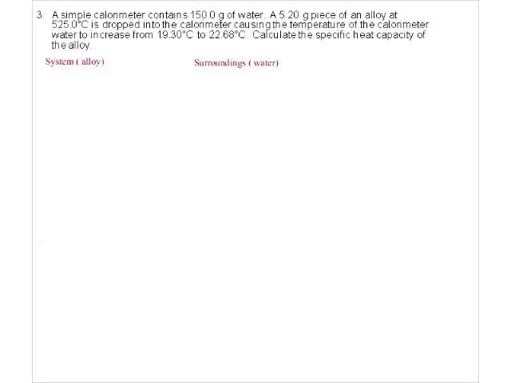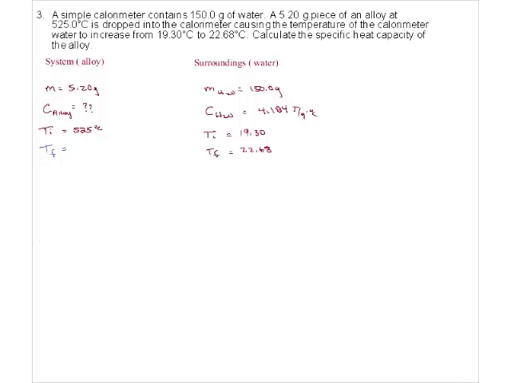All right, so the object we're studying is the alloy. We know what mass we have. We have no idea what the specific heat capacity is. We've got to calculate that. And we know the initial temperature, but I don't know the final temperature. Okay, in this particular example, the surroundings is going to be the water because it's a simple calorimeter. So we know the mass of the water. Therefore, because we're dealing with pure water, we know the specific heat capacity. We also know the initial and final temperature of the water that we were given.